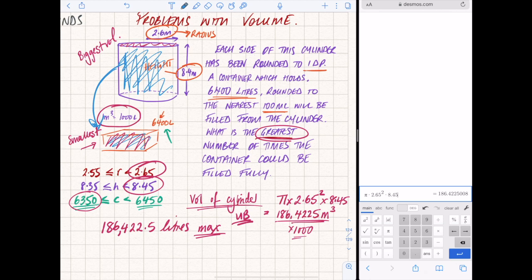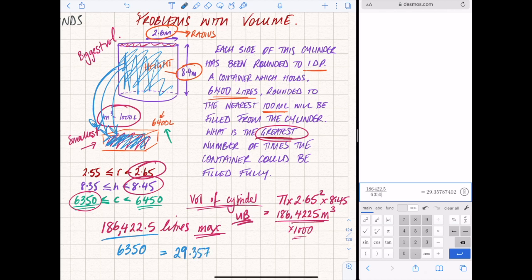So what I now need to do is to see how many times I can go from this water, pour it into there. How many times could I do that? And in order to find the greatest number, I need the lowest value there. So I'm doing 186,422.5 divided by the 6,350. And I end up with an answer of 29.3578 times. Now, it does say filled fully, so that actually means it would be 29 times.